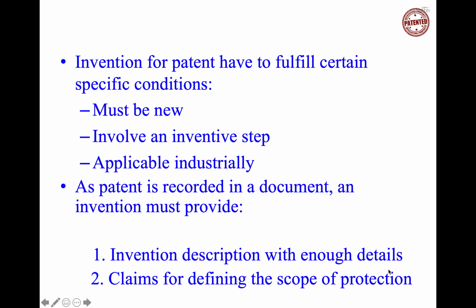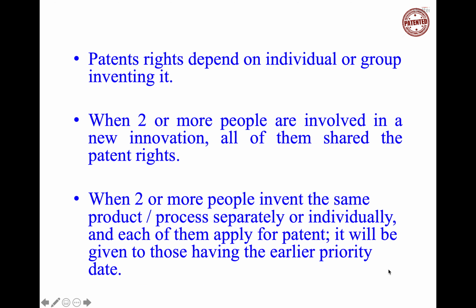An invention for a patent has to fulfill certain specific conditions. A patent is not as simple as copyright or trademark. It must be new, it involves an inventive step or steps, and it should be industrially applicable. As a patent is recorded in a document, a detailed one at that, an invention must provide a description with enough details and also claims for defining the scope of protection.